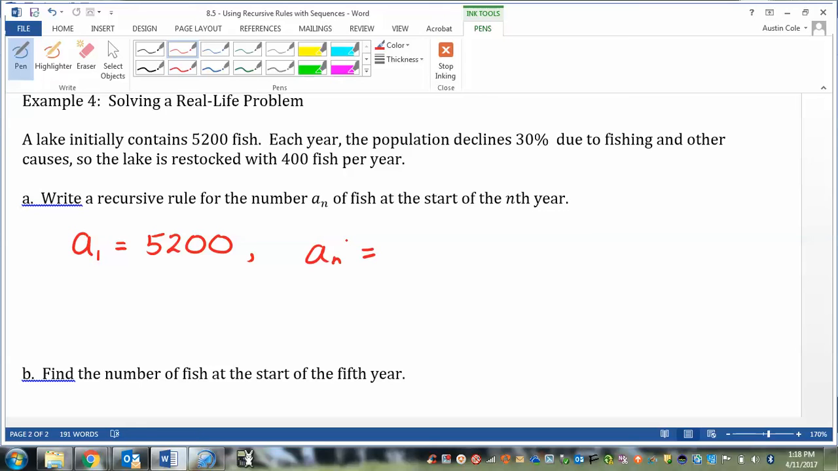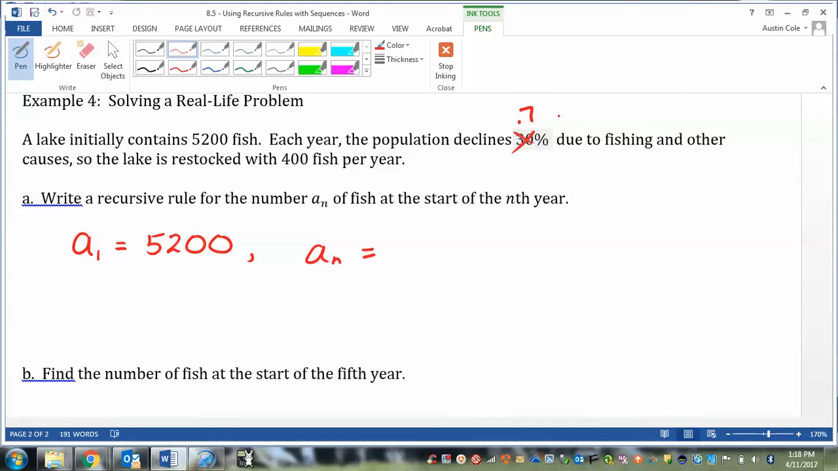If I times the fish times 0.3, that won't give me the amount of fish that are left in the lake. That'll give me the amount of fish that are dying or getting caught. Okay? Does that make sense? So we don't want 30%. We want 70% or 0.7 because that's how much we're keeping every year.